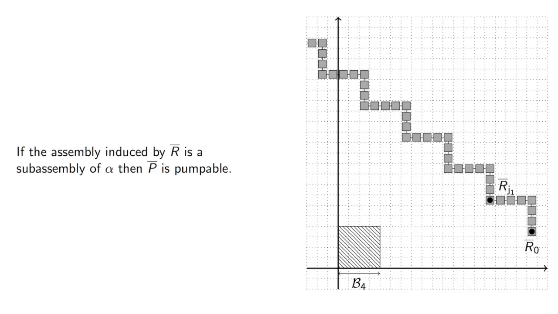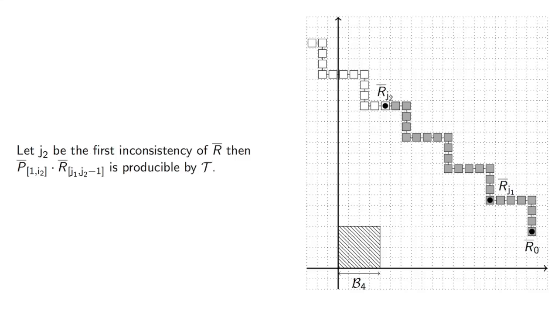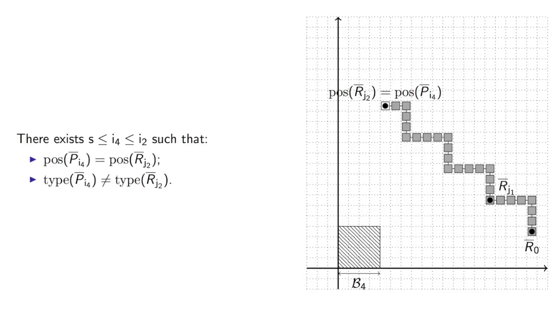For the sake of contradiction, suppose that the segment is not pumpable. Consider the index J2, which is the first inconsistency of R, then the subassembly induced by the segment of R from 0 to J2 is a subassembly of alpha. The tiles of this segment are in gray. Also, the growth of this assembly is blocked by an obstacle. This obstacle is in fact a tile of P of index I4 with I4 greater than S. Indeed, the seed and the segment of P from its first tile to S belong to the shift zone, and by hypothesis the path assembly R does not enter this zone.